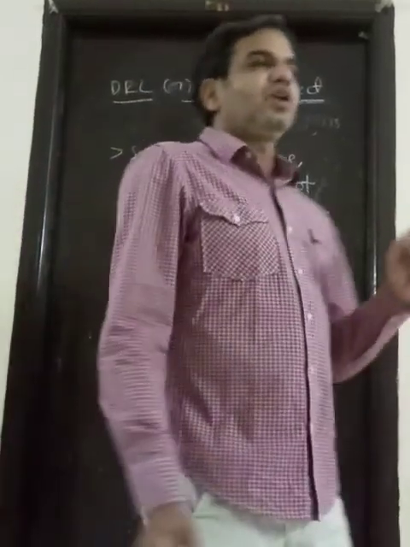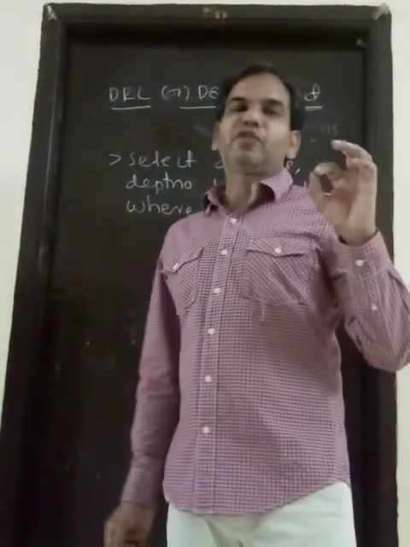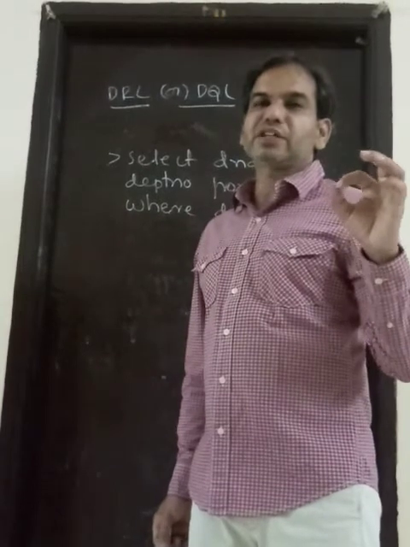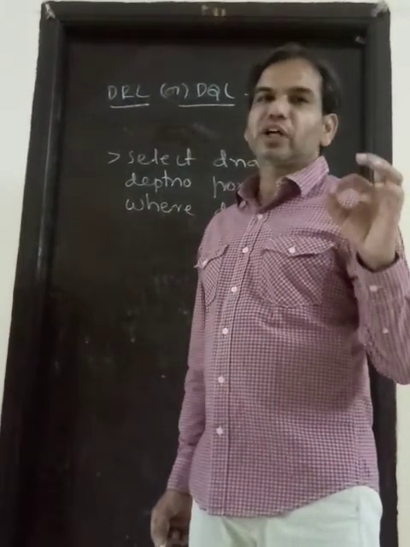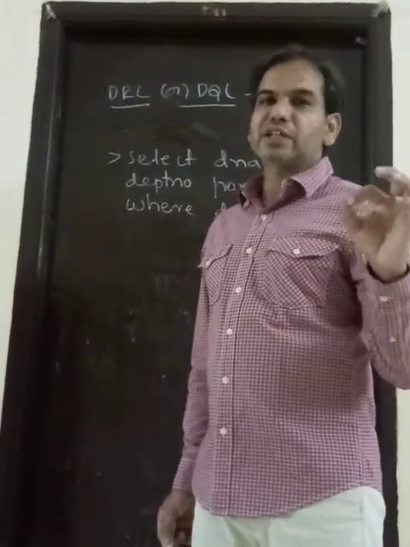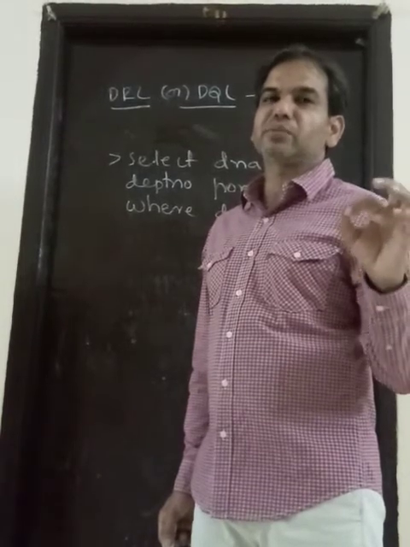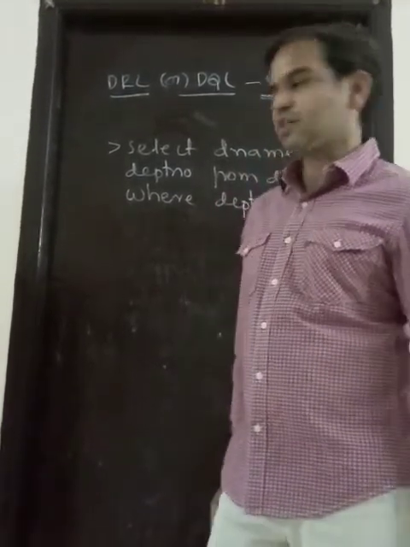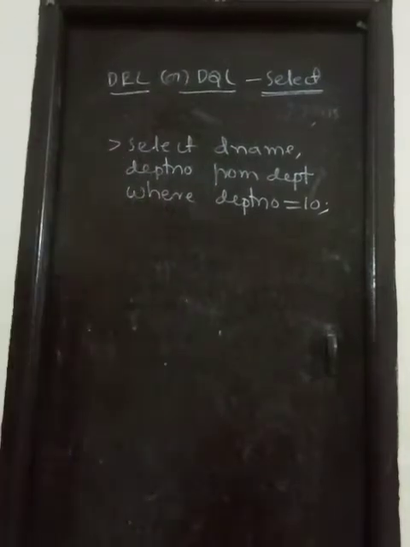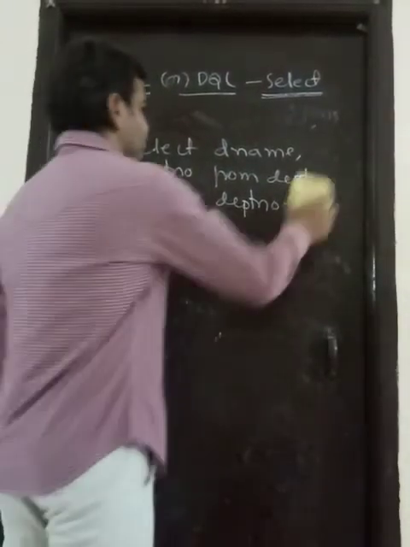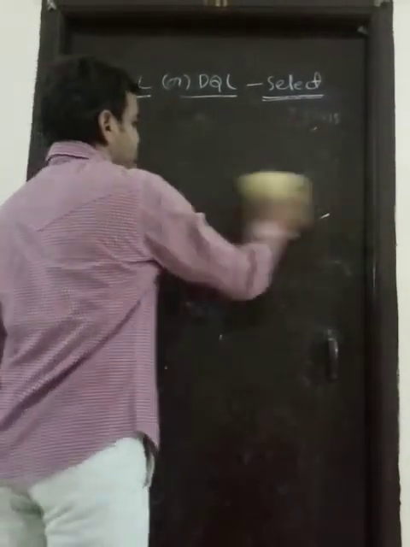So when using the select command, if you specify a where clause, if the condition is satisfied on one row, that row will be accessed. If the condition is satisfied on multiple rows, those multiple rows will be accessed. That is the usage of the where clause. Okay, next. So this is about the select command.